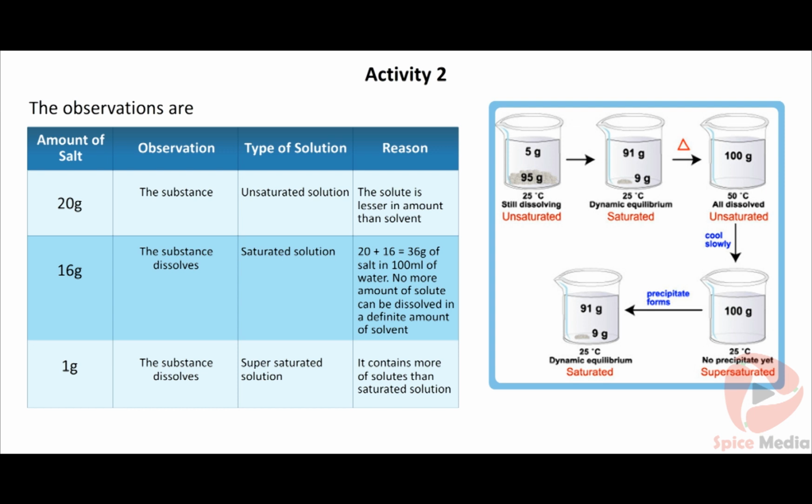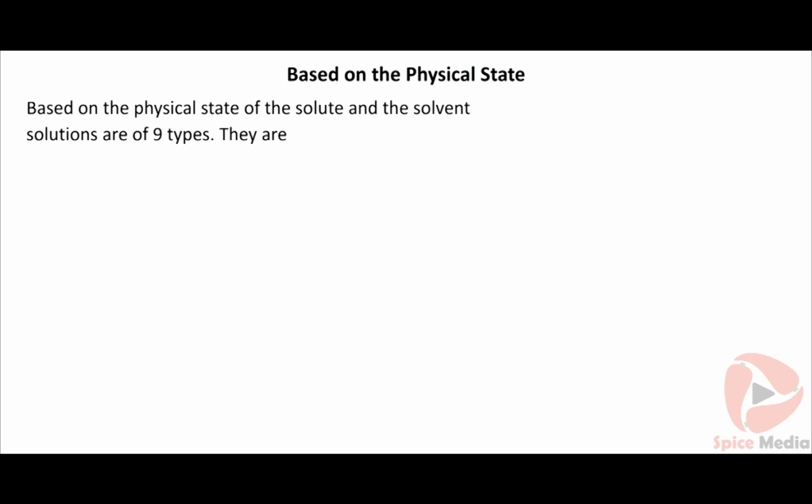Amount of salt: 1 gram. Observation: the substance dissolves. Type of solution: supersaturated solution. Reason: it contains more solute than saturated solution. Based on the physical state of the solute and the solvent, solutions are of 9 types.